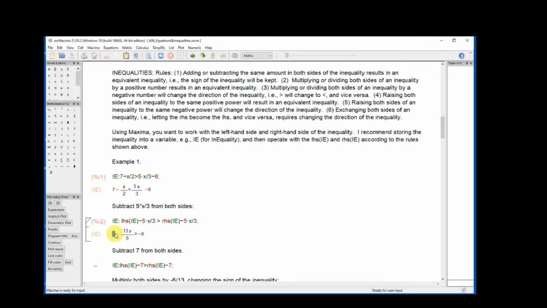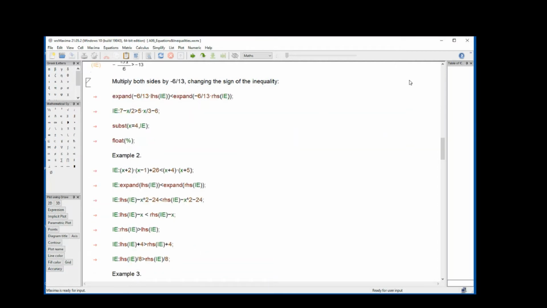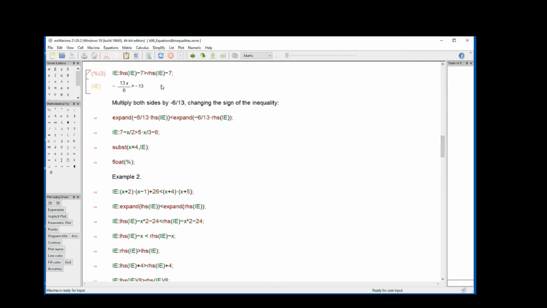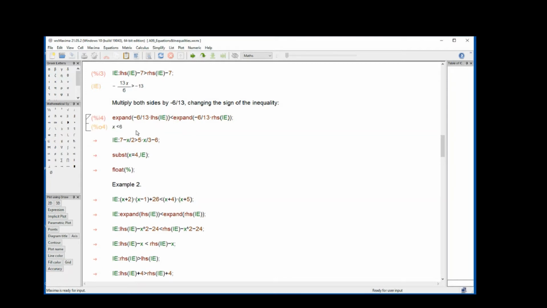Now I want to get rid of that 7, so I'm going to subtract 7 from each side, ending up with this result. Now if I multiply by minus 6 over 13, I'm going to isolate the x in the left-hand side. But multiplying by a negative value requires me to change the direction of the inequality. So if it was greater than, it's going to be less than here. And the result is x less than 6.